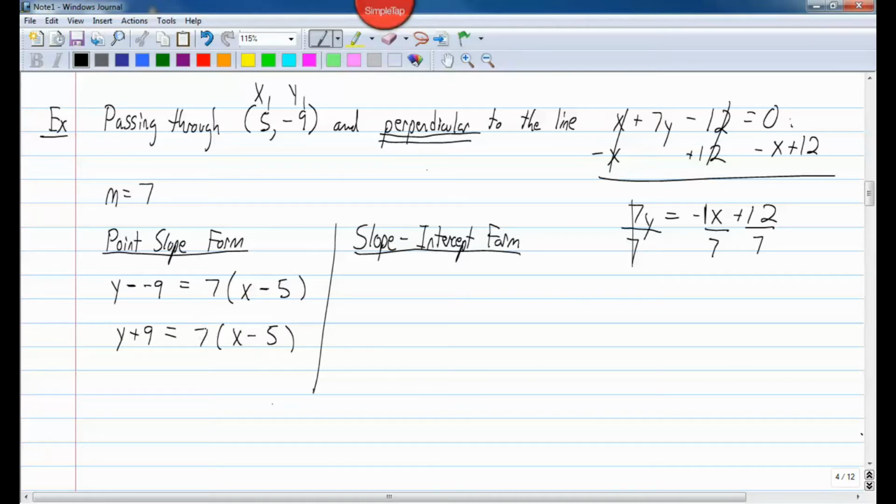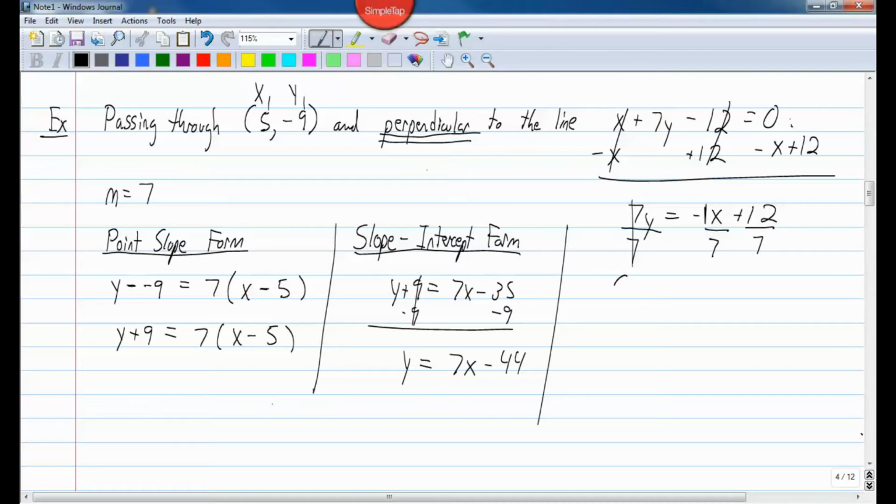So I'm going to distribute this 7 to everything in the parentheses. I have y plus 9 equals 7x minus 35. Now move the constant over, so y equals 7x minus 44. So notice the slope is 7 still, just like it was here. The y-intercept in this problem is negative 44. Alright, but that's slope-intercept form.